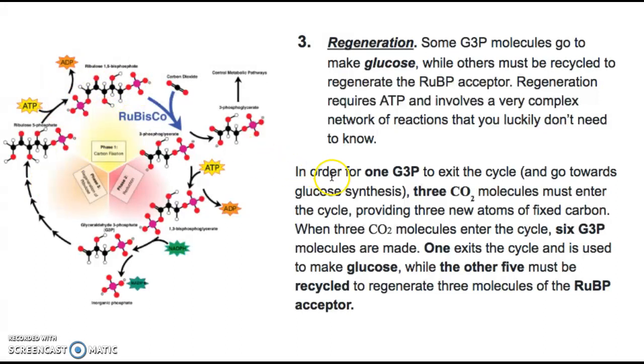The big take home then from that entire cycle is that in order for one G3P to exit the cycle, which can go on and become glucose later on in the plant, 3 CO2 molecules are going to need to enter the cycle, and that provides those 3 new atoms of fixed carbon, right? So those are the things that are actually going to move into the sugar. When 3 CO2 molecules enter the cycle, what you get ultimately is 6 G3P molecules that are made. And I'll show you this next image which helps with that a lot. One is going to exit out of those 6. One exits the cycle and is used to make glucose, while the other 5 you have to recycle to regenerate 3 molecules of the RuBP acceptor, which is where we started.